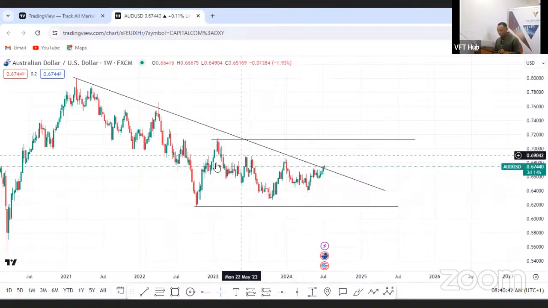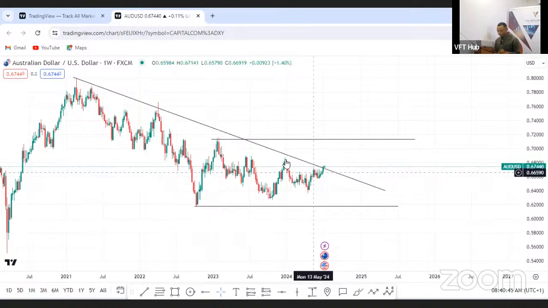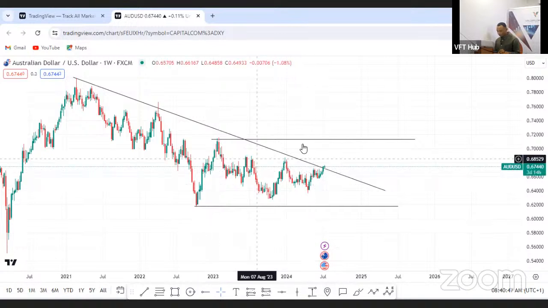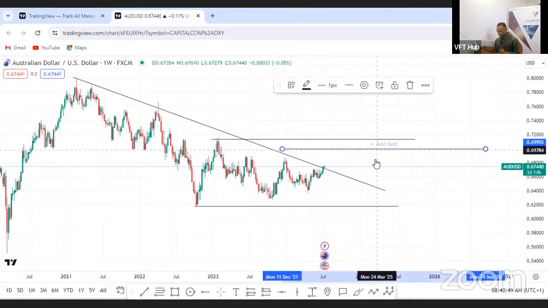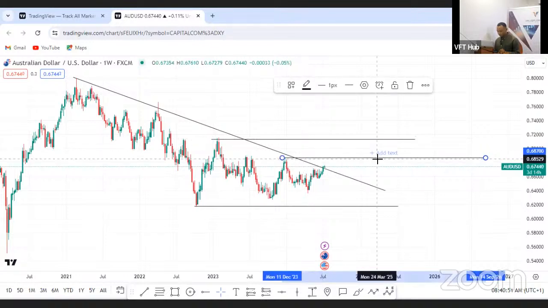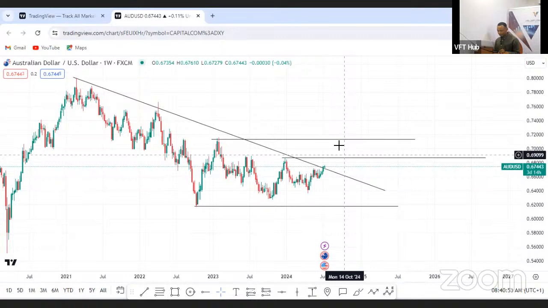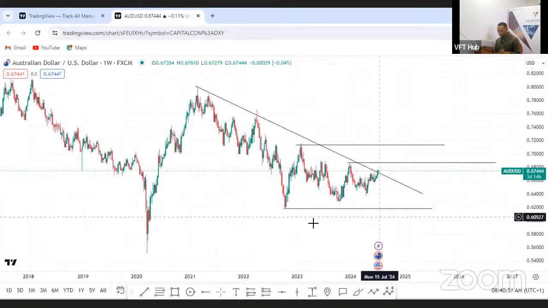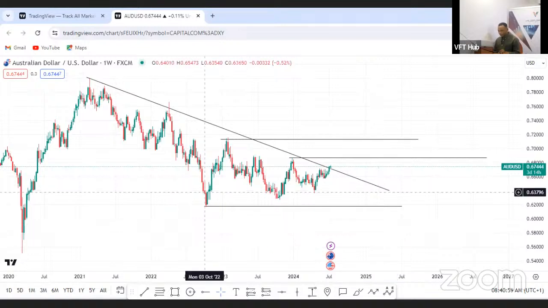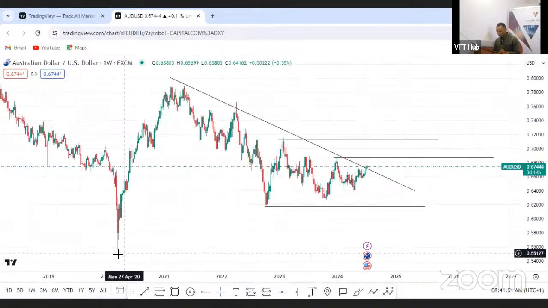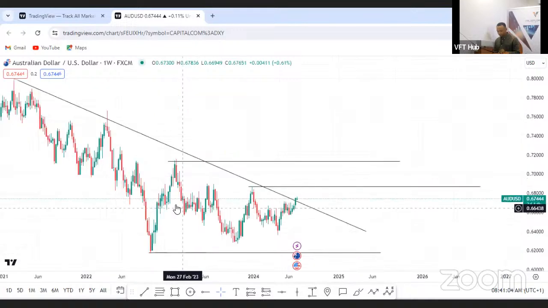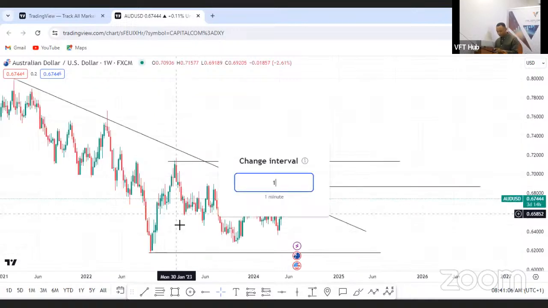So price is caught up in this range on the weekly time frame, and depending on when it's going to break out, I'll be looking forward to seeing maybe a breakout of that range, starting off from break of structure around here before we start seeing price going up. Else, we might see price continuing its downtrend to possibly target this liquidity right here. Okay, so that's that on AUD USD on the weekly time frame.